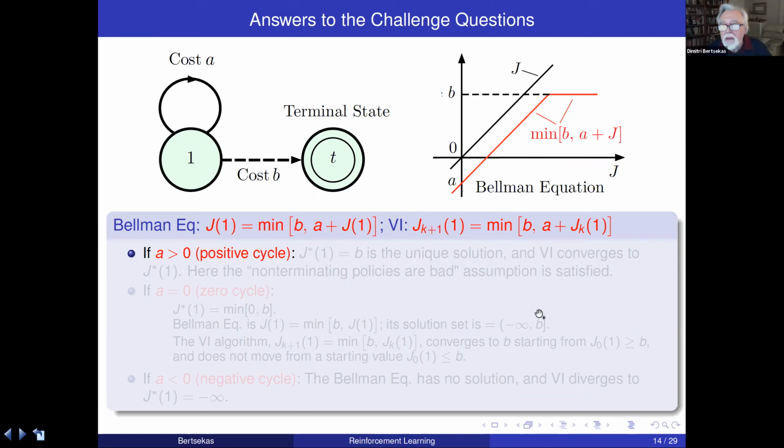Yeah. So what is J star? B. Starting from 1, I think it's B. Right. It's B, because the cost of staying there is infinite. Yep. And now, how about Bellman's equation? Is J star equals B the unique solution of this equation? I think so. Can we tell from this figure or a modification of this figure?